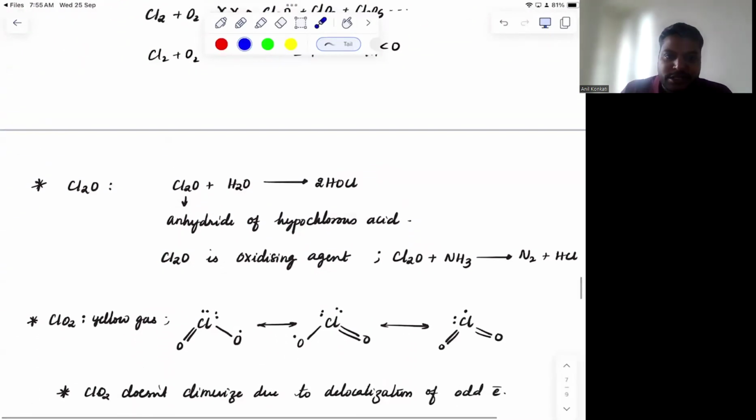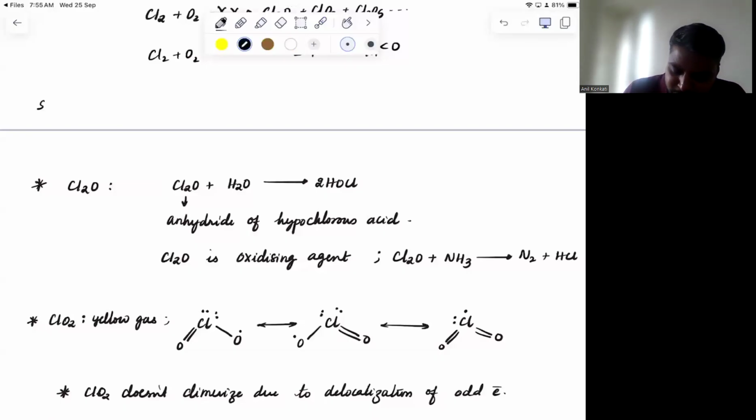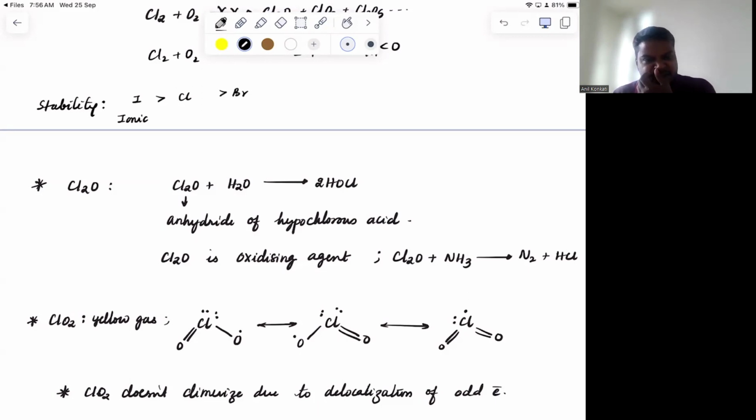Yeah. Now check it out. When it comes to stability, you will notice that iodine will have more stability because ionic compounds are formed here as compared to that of chlorides, right? As compared to that of bromides, correct? So most of the oxides of iodine are very stable because of ionic compound formation, correct?